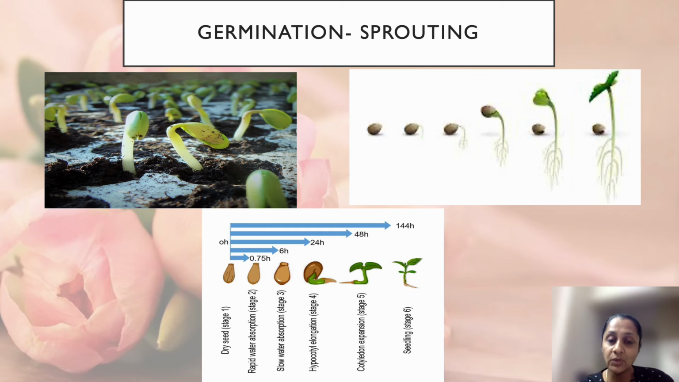Then in 24 hours you will see the root part coming out. The root part is going to come out in the 24 hours time, and then the stage 5 is where the shoot part is going to start coming out of that seed. So now the shoot part is there, the root part is there, and the entire seedling can be there in 144 hours.